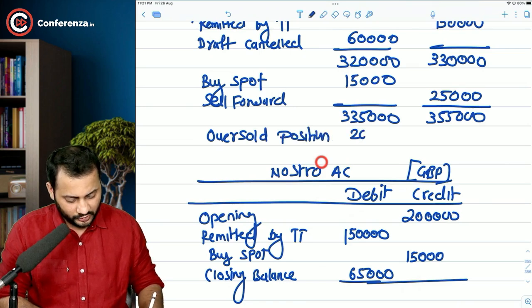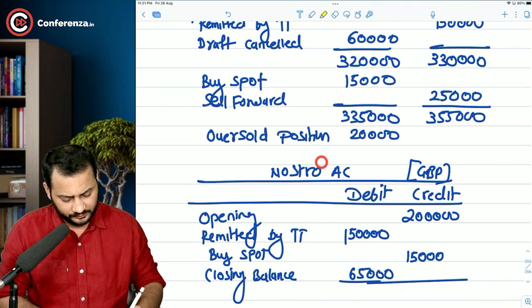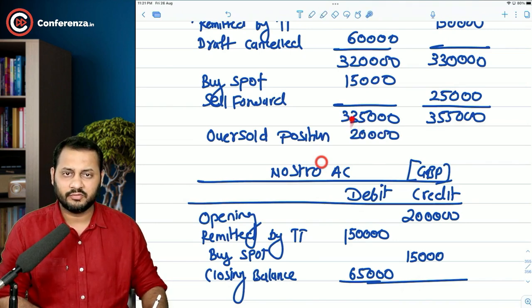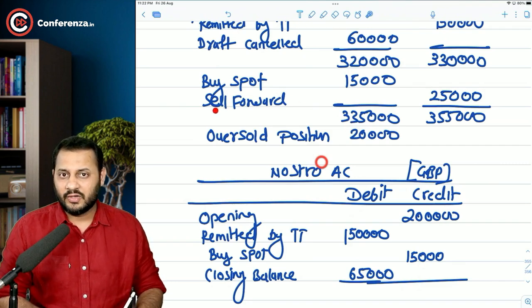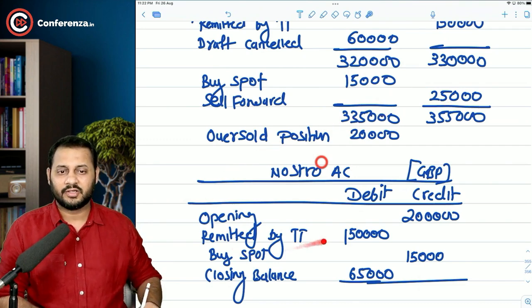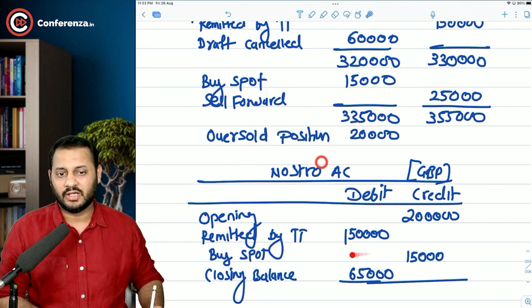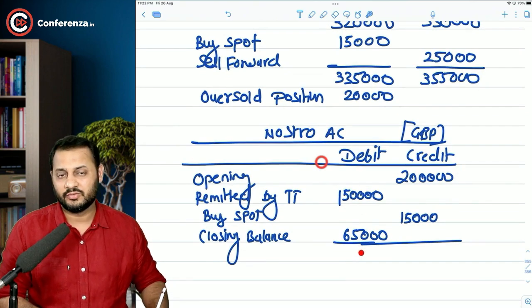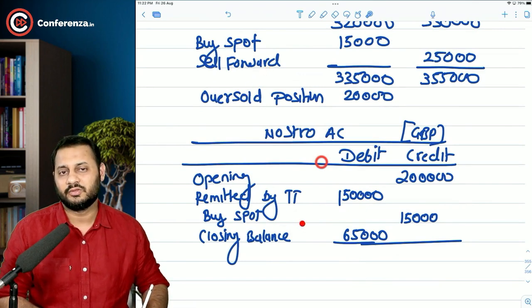We have an oversold position of 20,000. See, now both of them are tallying: 355, 355. This is how. If you would have written sell spot 25,000, it would have affected the debit balance also. We would be required to write down debit of 25,000 also, because a spot transaction will affect the cash flow.